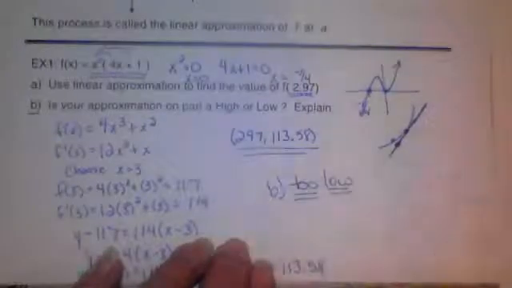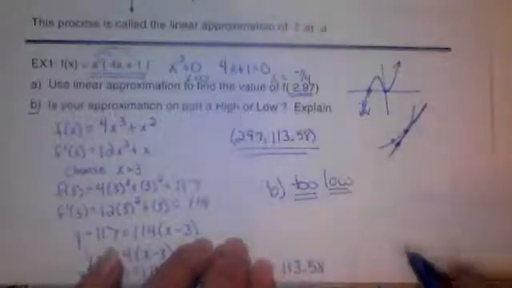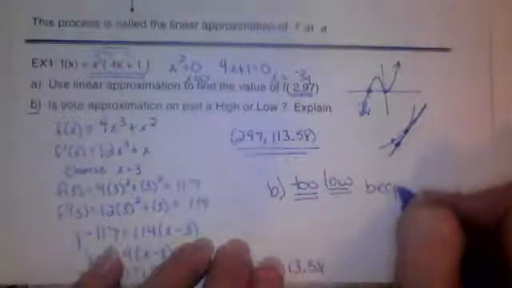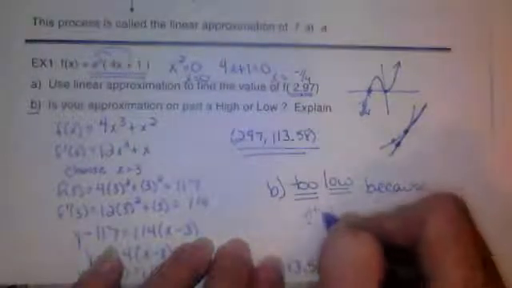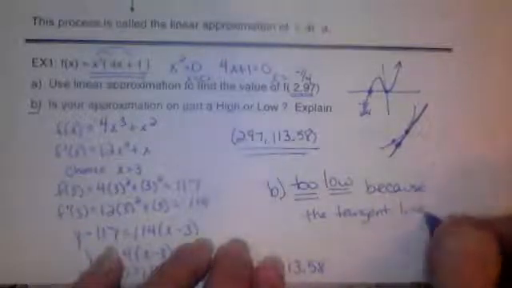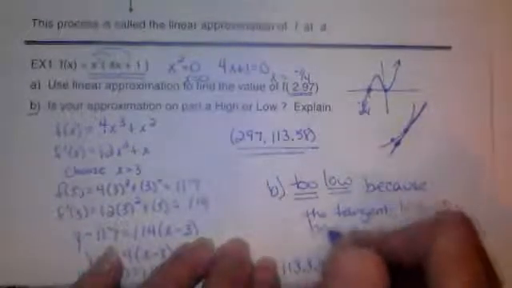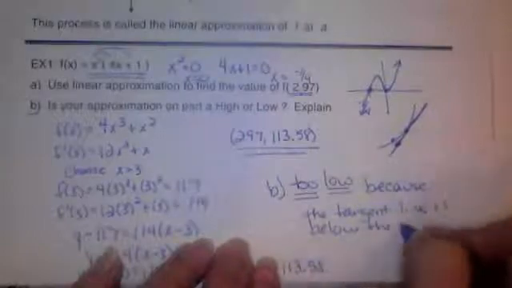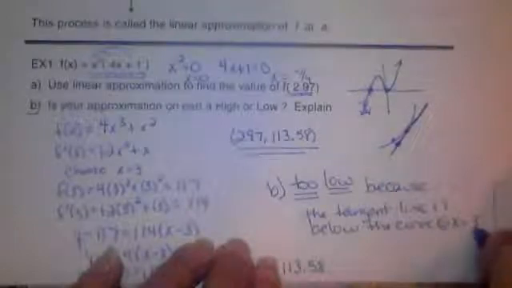So to answer part B, this approximation is too low because the tangent line is below the curve at x equals 3.